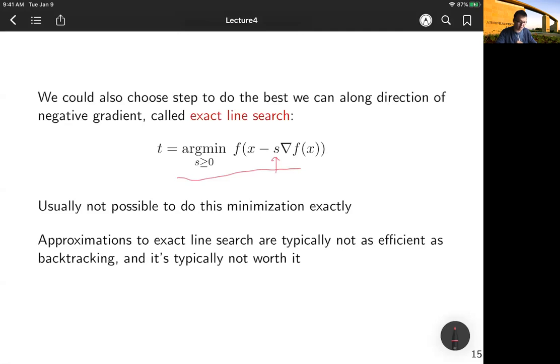So the recommendation for practical usage of the gradient descent algorithm is to do backtracking line search, because exact line search takes too much time in every iteration with unclear benefits.